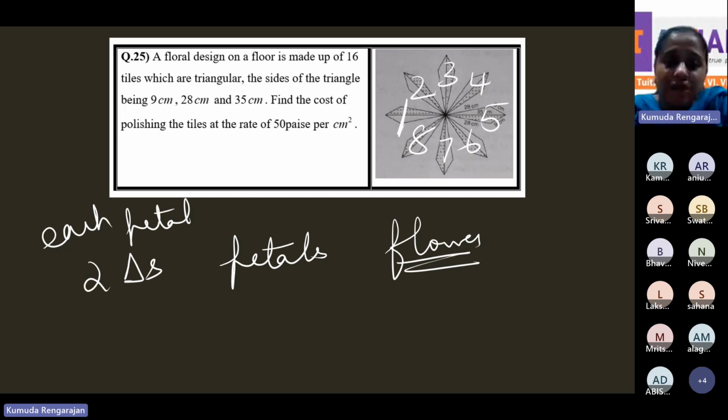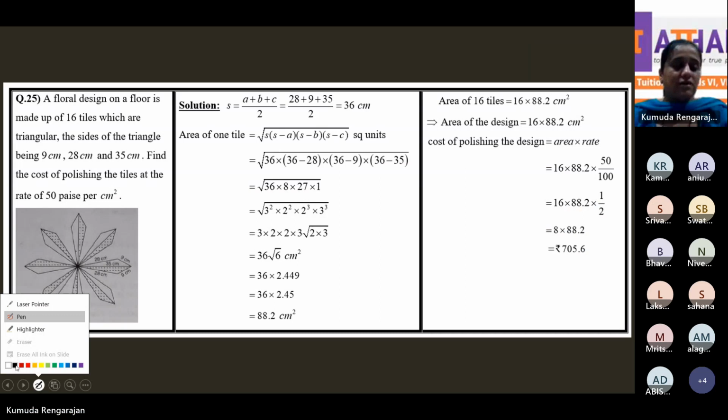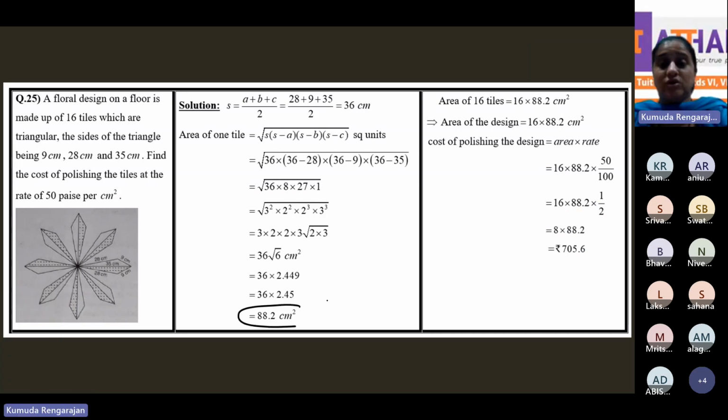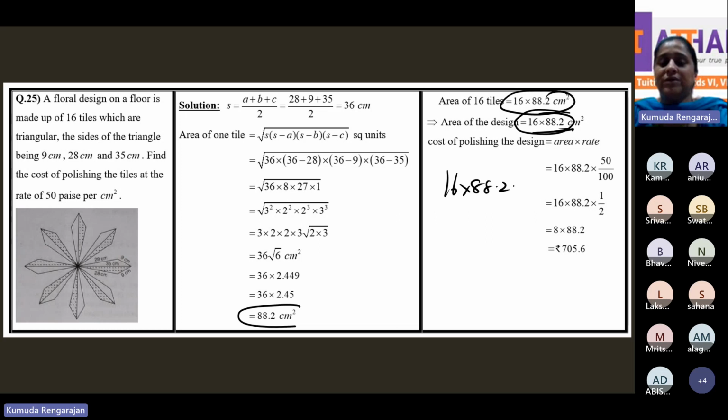Now this design has to be polished. What is the rate of polishing? 50 paise for 1 cm². What is the area of the 16 tiles? This is the area of all the 16 tiles, or the area of the design. So for 1 cm², 50 paise. So for this area, it will be the total area into 50 paise. Convert that to rupees, so 50 by 100.